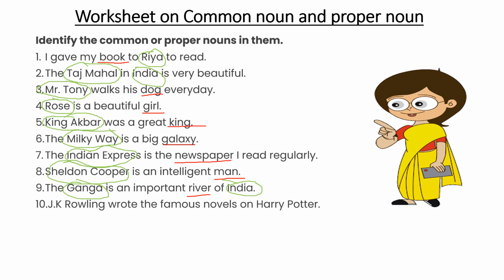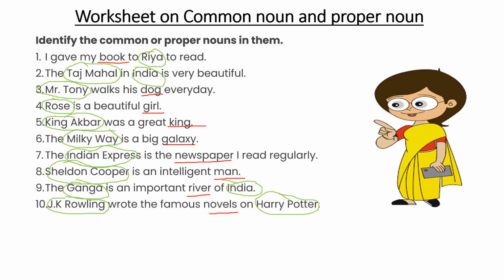J.K. Rowling wrote the famous novels on Harry Potter. So J.K. Rowling is again a name, so it's a proper noun. So we will circle J.K. Rowling and Harry Potter. It's again the name of a famous novel, so it's a proper noun. Now novels, it can be any novel, so it's a common noun. So I think it's very clear, common noun and proper noun.